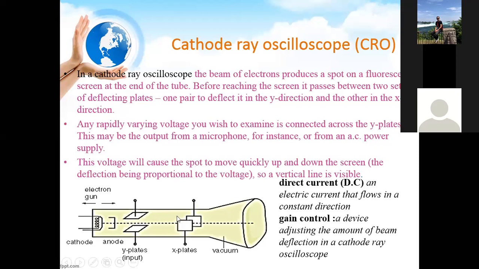And the other term that we have to know is gain control. What is gain control? Adjusting the amount of beam deflection in a cathode ray oscilloscope is called gain control. Let's say the beam is going to deflect by 5 centimeters. So gain control will arrange that, and it's going to show you the deflection by 5 centimeters. Okay.